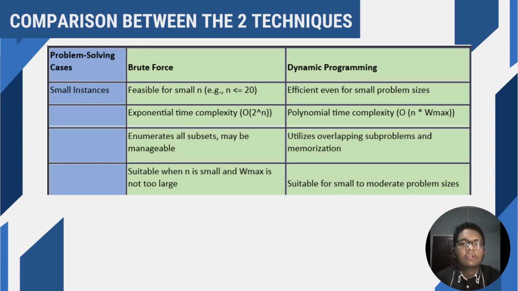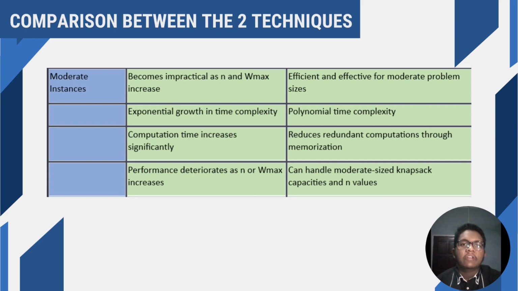For small instances, the brute force approach works well for small problem sizes, but its efficiency declines rapidly as the number of items n increases due to its exponential time complexity. Dynamic programming remains efficient even for small problem sizes, providing an optimized solution without suffering from exponential growth in computation time. For moderate instances, as the problem size increases moderately, the brute force approach becomes impractical and inefficient due to its exponential time complexity. Dynamic programming shines for moderate problem sizes, efficiently handling subproblems and avoiding redundant computations, making it a good choice.